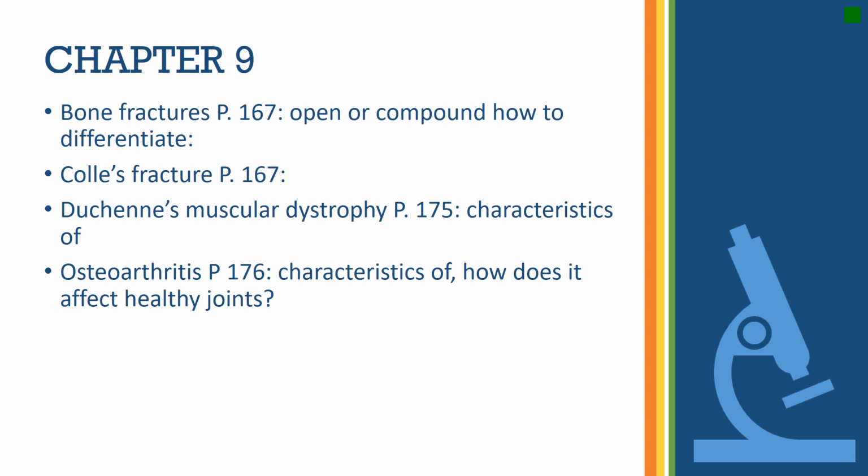Colles fracture. And then skip on to page 175. What are the characteristics of Duchenne's muscular dystrophy? Page 176, osteoarthritis. How does it affect healthy joints? What are the characteristics of this disorder?